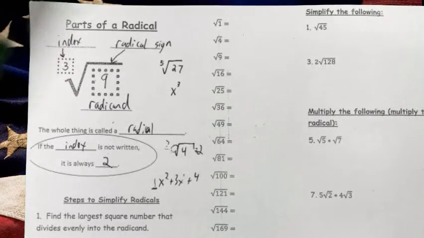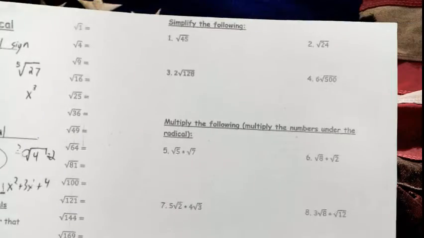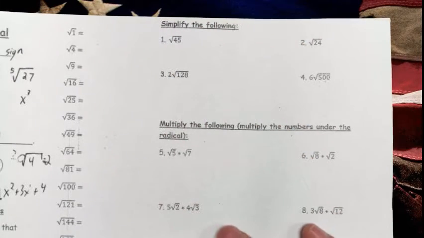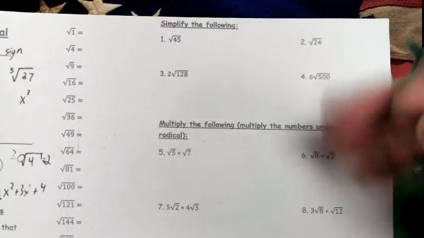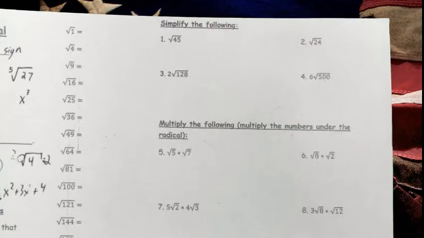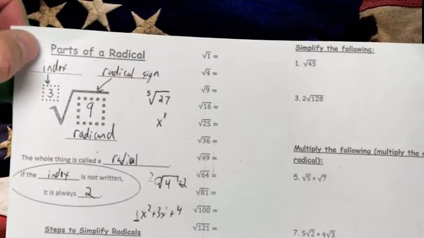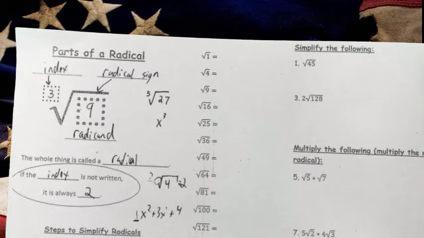Now, this entire lesson is all about simplifying radicals, particularly square roots. The thing I want you to notice is that on this entire page, every single one of these is missing the index, which means that every single one of these is a square root. Next year in your Algebra 2 class, you'll get into how to better handle higher order radicals. But for now, we're just going to be doing square roots.